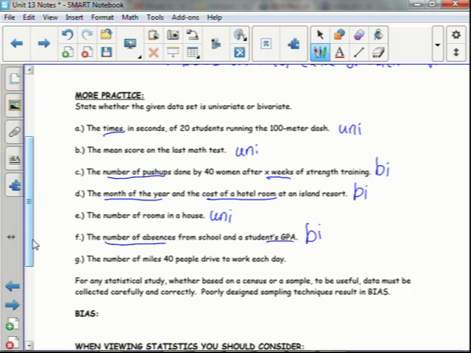G, the number of miles 40 people drive to work each day. Okay, again, this one, number of miles people drive. Just because it's 40 doesn't mean it's bivariate. That's a univariate.